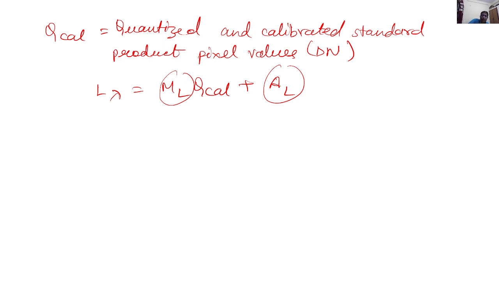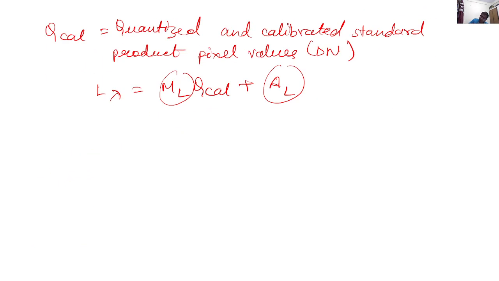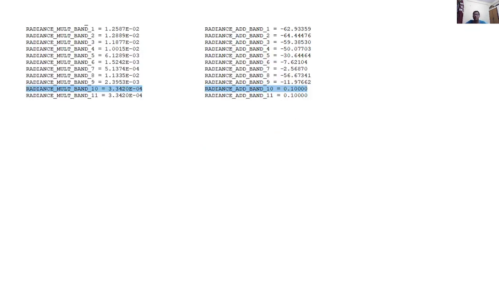So the question wants you to convert the DN value of 45 to the top of the atmosphere spectral radiance. So for DN 45, L lambda equals ML times 45 plus AL. So where to get the ML and AL from? ML and AL are already provided. As you can see, this is ML and this is AL. They are already available in the metadata of the image, by the way.